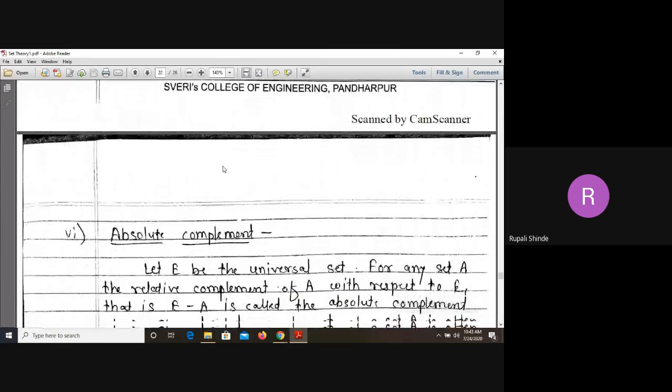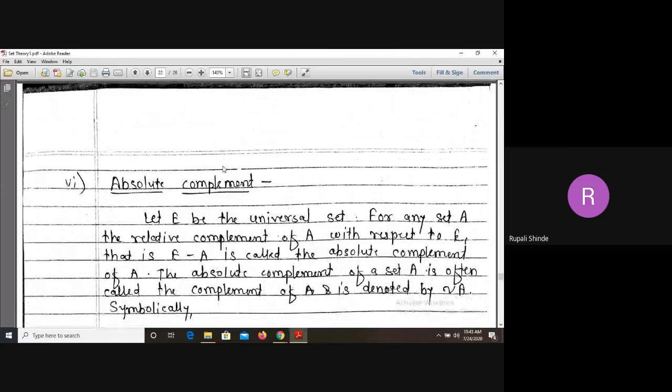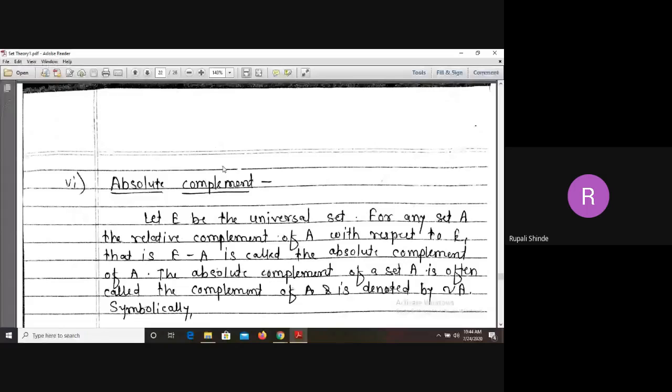So now the next point we have to see is absolute complement. This is the next operation on sets, absolute complement. This is similar to the relative complement. The only difference is that here we are going to take that complement with respect to set E, that is the universal set. So let us see the definition.